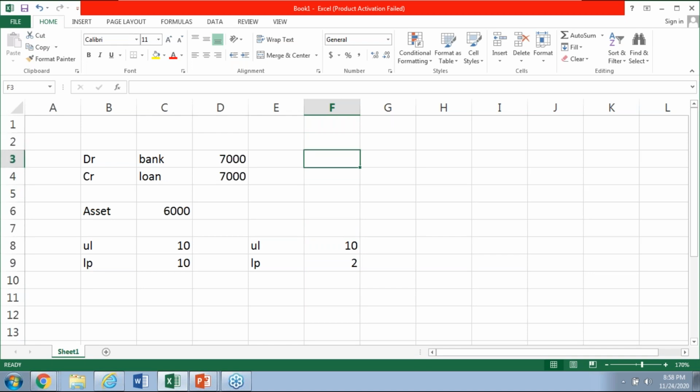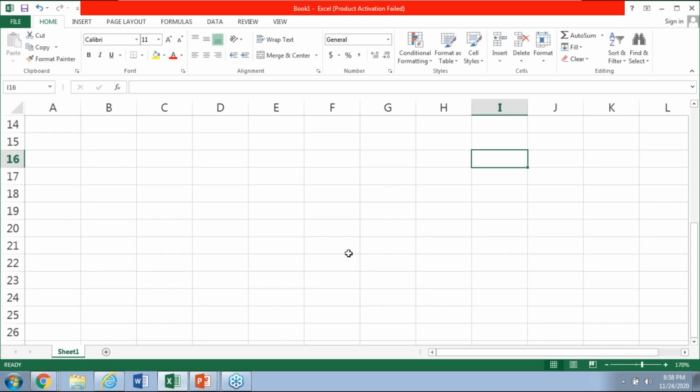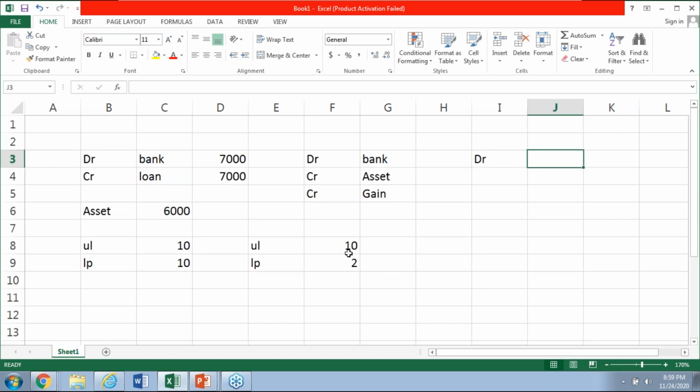So in that situation, the accounting entry should be: debit bank account, credit asset, and credit gain. This is a normal entry that we recognize when we sell the asset. And simultaneously we have leased it back, so the accounting entry will be: debit right to use the asset, and credit lease obligation. So this treatment will be made when the transfer is a sale.